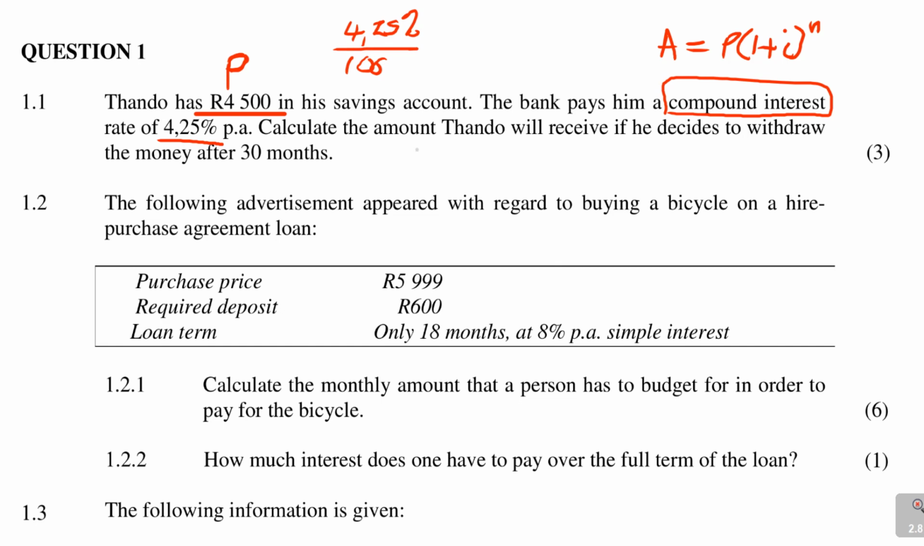And then it says calculate the amount Tando will receive if he decides to withdraw the money after 30 months. You see, it's after 30 months. That's the future of that money. That's your A. And then the 30 months, remember I told you, you divide the 30 by 12. You are converting the months to 2 years. So that is how you approach these questions.